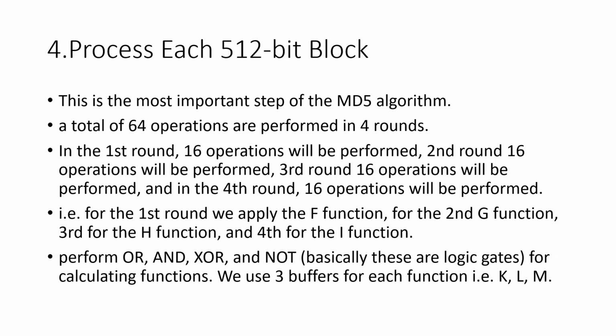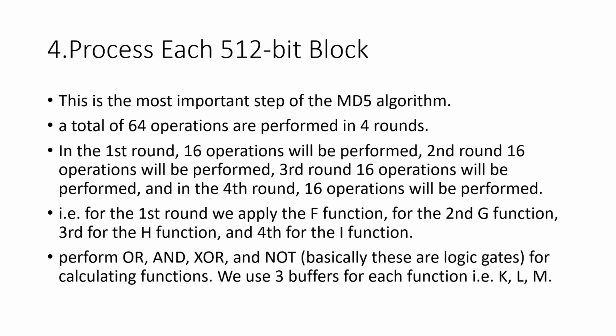Okay. So now, 16 into 4. 16 into 4 means 64, right? 16, 16, 32 into 2, 64 operations inside these separated 512 blocks. So altogether there are 64 operations. So we have another 2. So altogether 3. So altogether 64 times 3 operations will be performed on our value, which is 1536, which we have taken. Okay. So for the first round, we apply the f function.